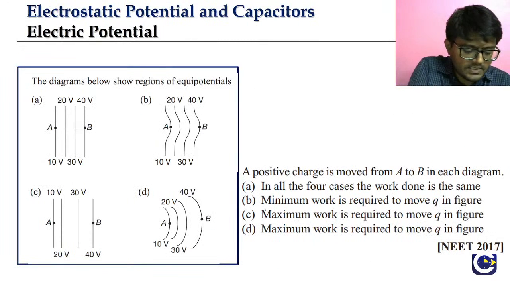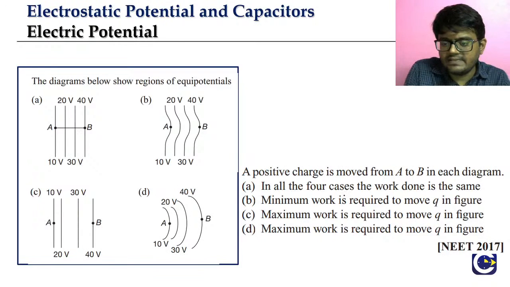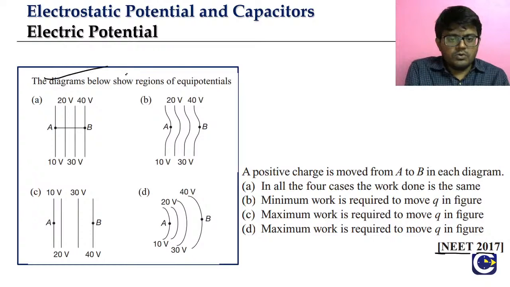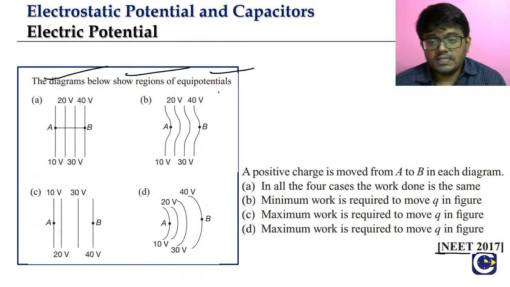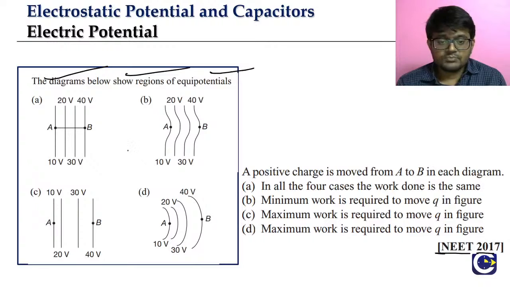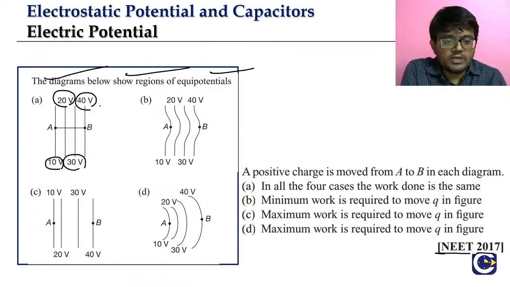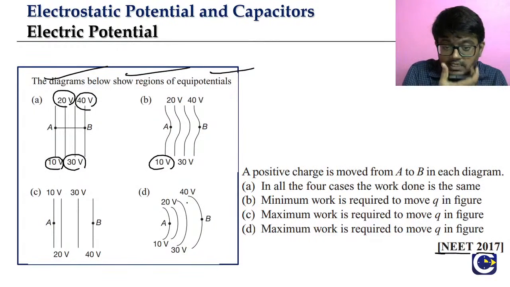Now the question. This is the question that has come in 2017. The diagrams below show regions of equipotential surfaces. 10 volt, 20 volt, 30, 40. In each of these options, the shape of the surfaces changes.